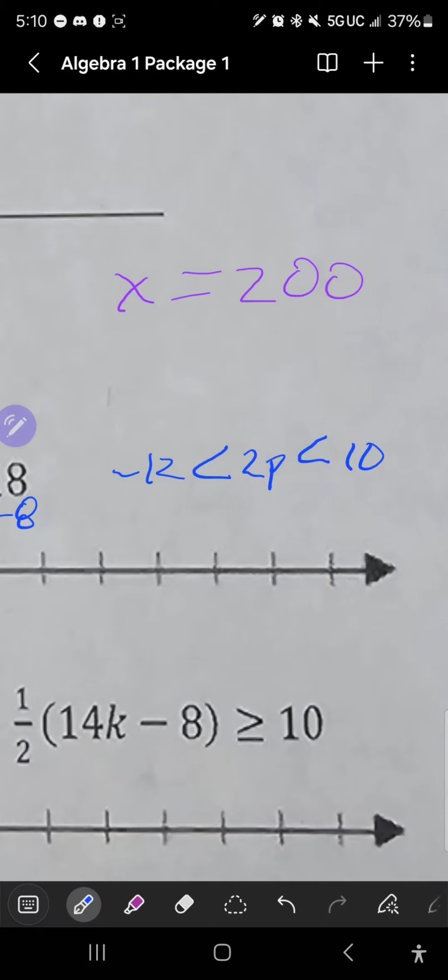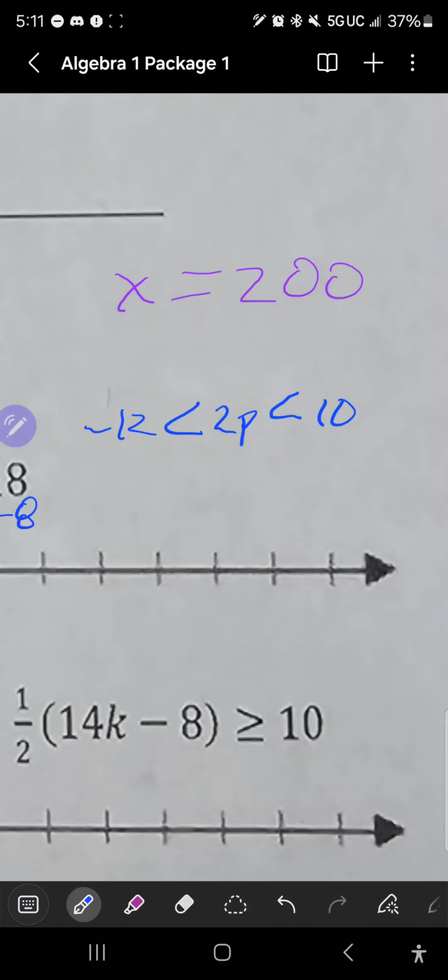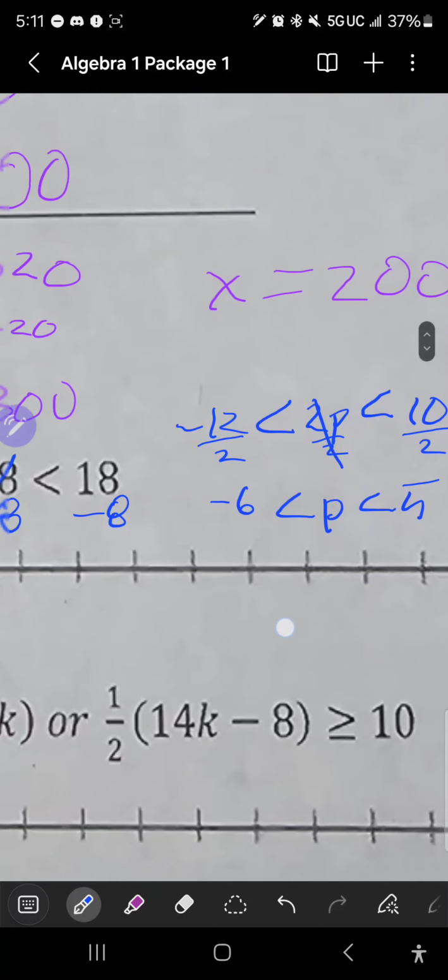Now we want to isolate our p, so we divide the middle by 2. If we divide the middle, we need to also divide the sides. So we have that -6 is less than p, less than 5. 12 divided by 2 is 6, and since one is positive and the other is negative, our result needs to be negative. And that's the answer.